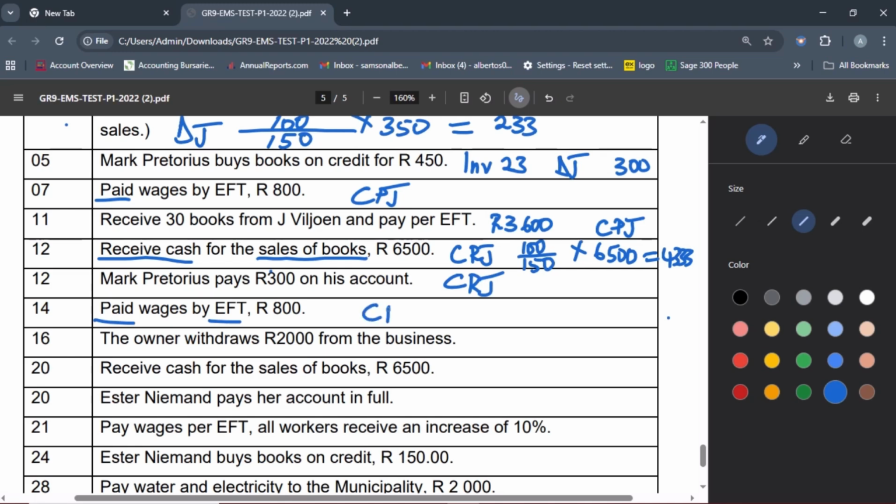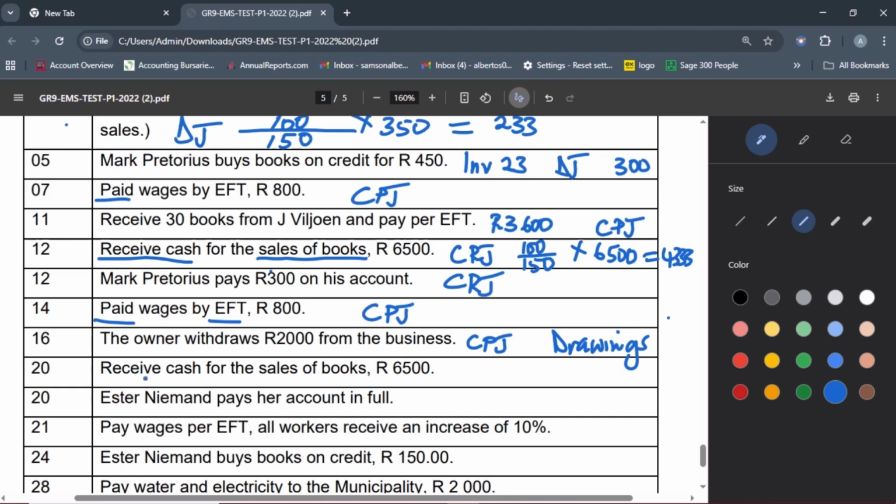That will be CPJ. The owner withdraws 2,000 from the business. We are giving the money from the business side to the owner side. So this is CPJ. We are paying the owner, and we call this drawings. If you are to record this in the sundry account section, the narration is going to be drawings.